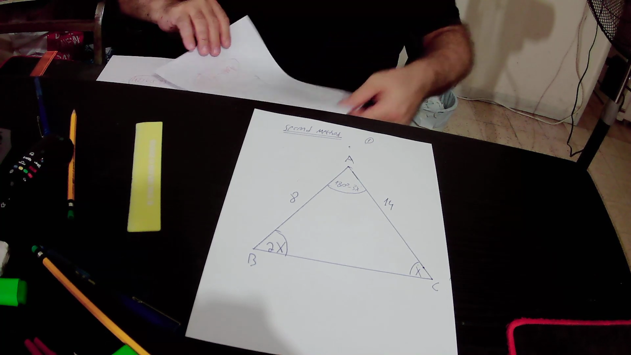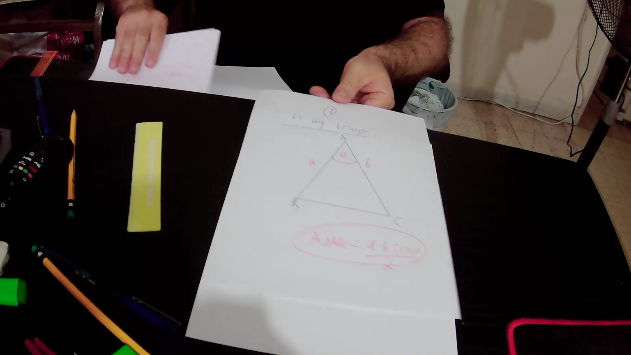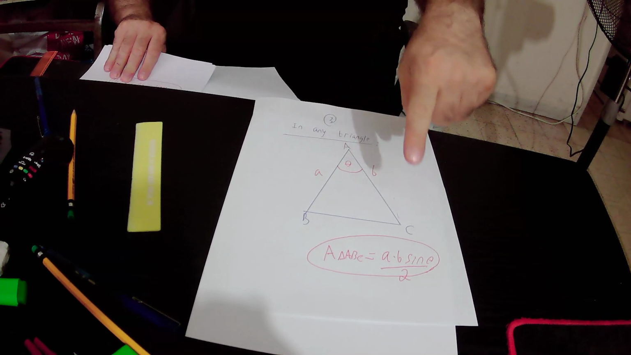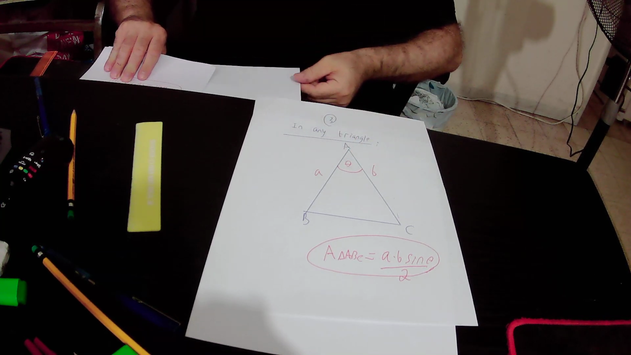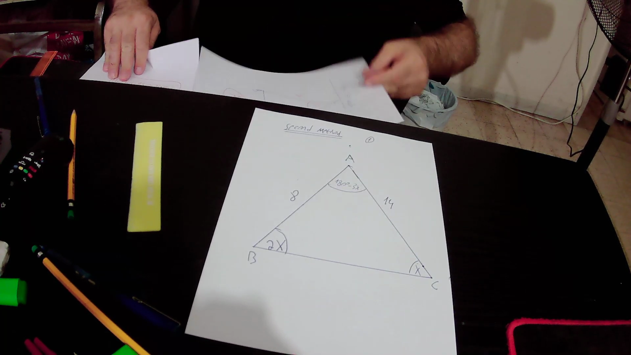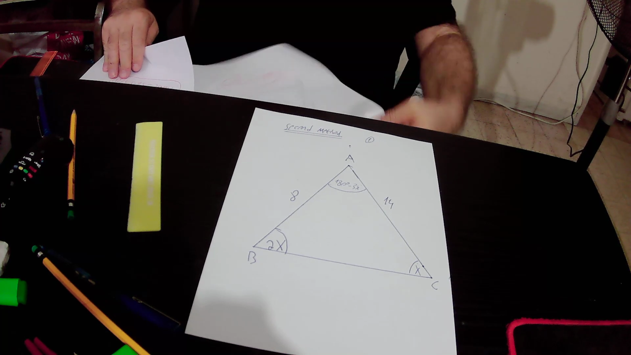And we know that the area in any triangle equals a times b times sine theta over 2. So the area of our triangle, according to this formula, will be equal to a times b times sine theta over 2.